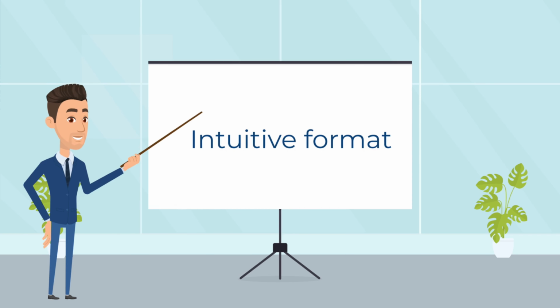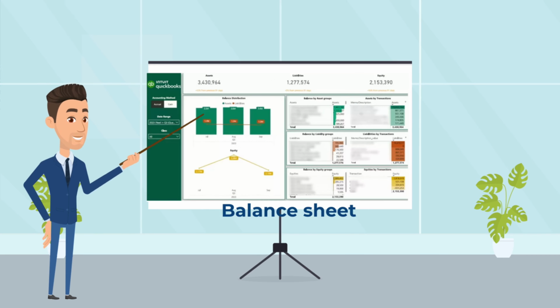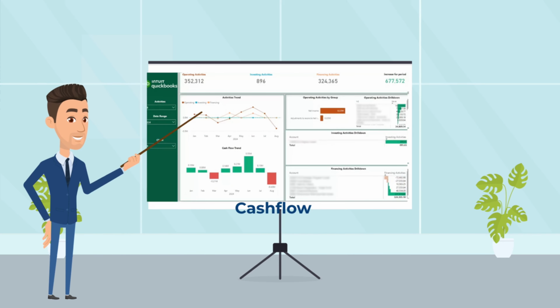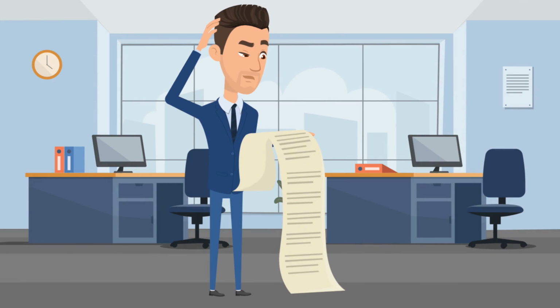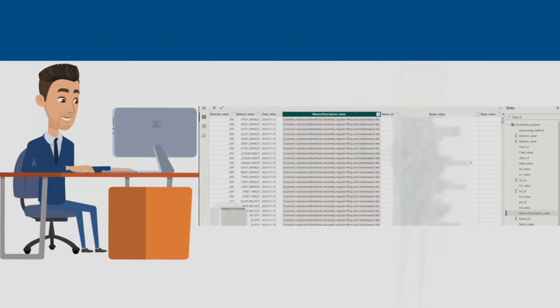Our connector simplifies this with its intuitive format. Data is grouped into cohesive tables like P&L, balance sheet, and cash flow, eliminating the need for manual data blending. Drill down into specific transactions effortlessly, accessing detailed values of your accounts with just a few clicks.